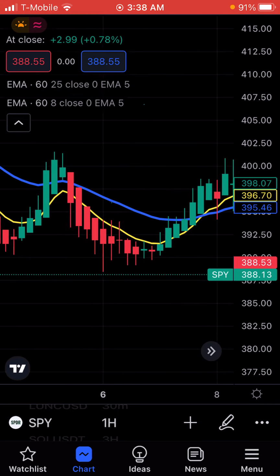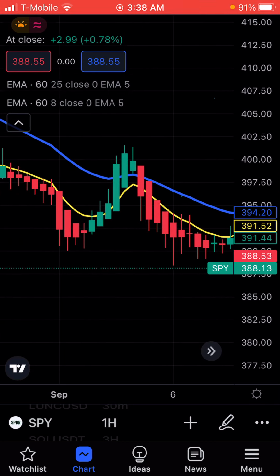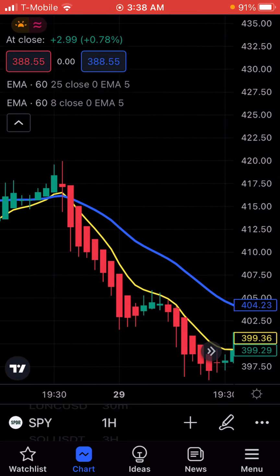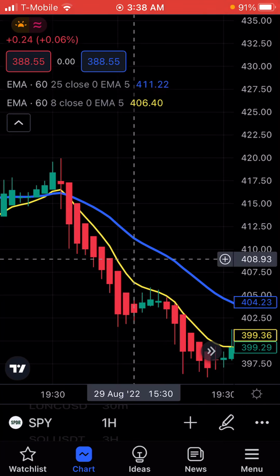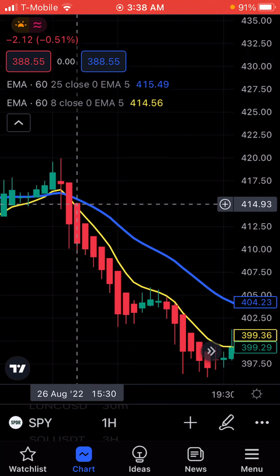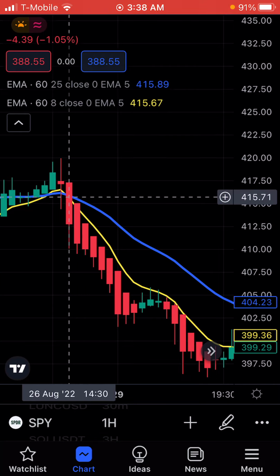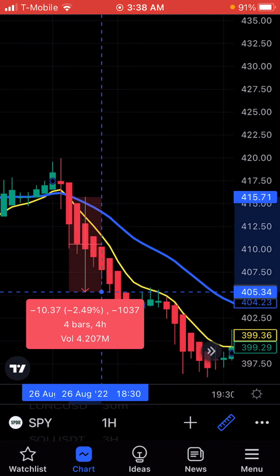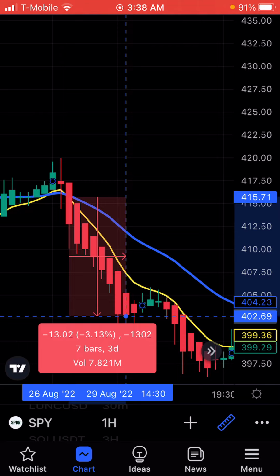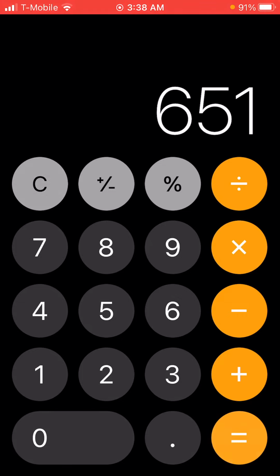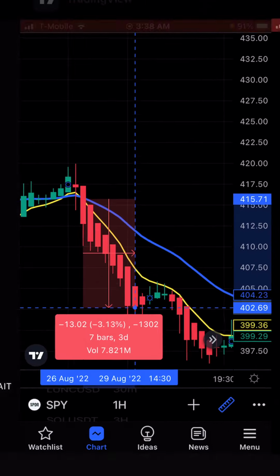Now, all these moments where they come close to crossing, you don't do those. You just look for the times when they do cross. They have to cross. Like it crosses right here. So this point right here, you see the 8 and the 25 cross. I would do a 415 put, and then we just look and write that out. So that's a 1302 in 3 days. 1302 times 50, that's about another like $700.